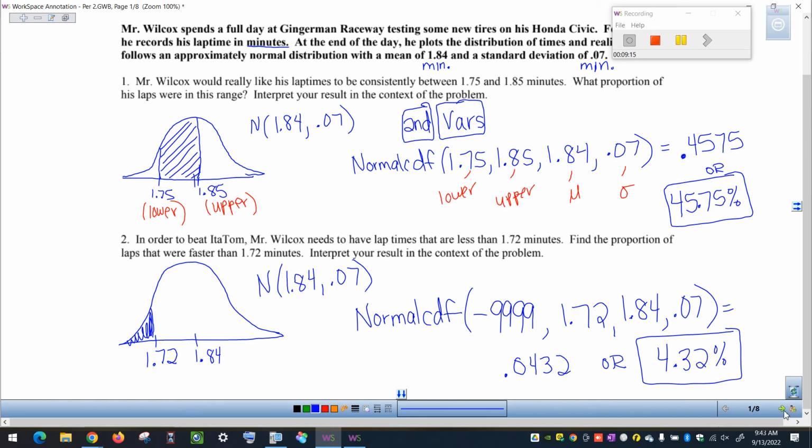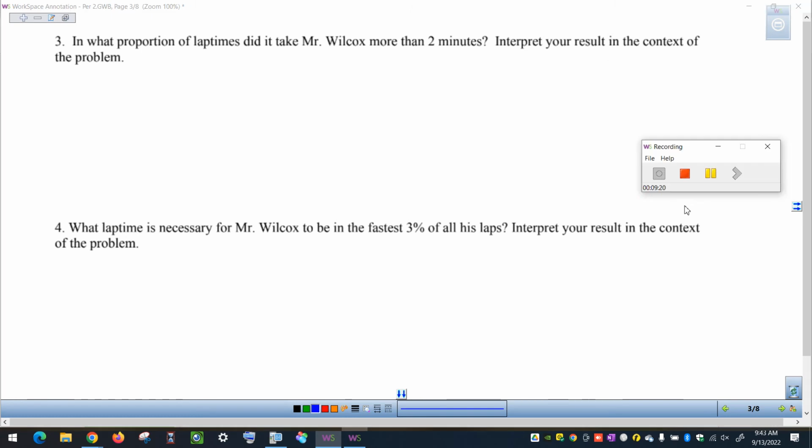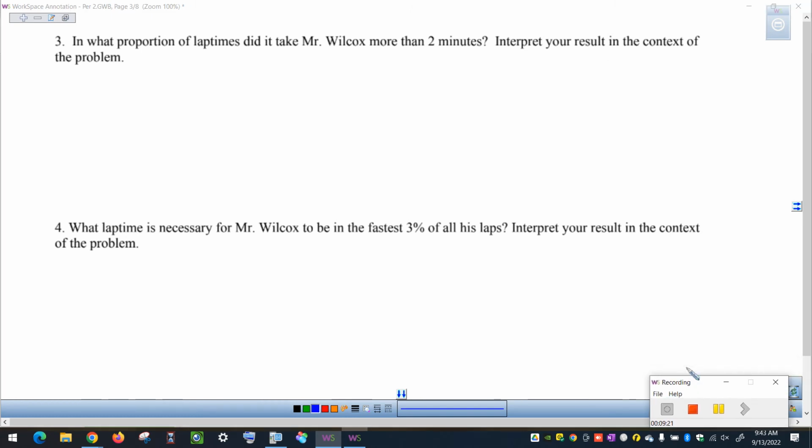All right, let's take a look here at our next situation. So here we're just finding out in what proportion of the laps did it take him more than 2 minutes.